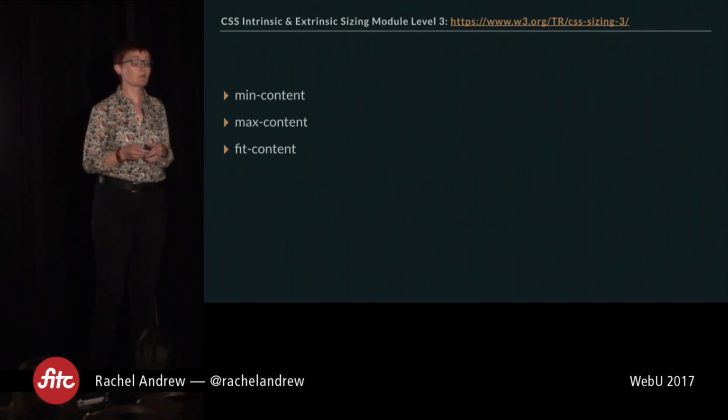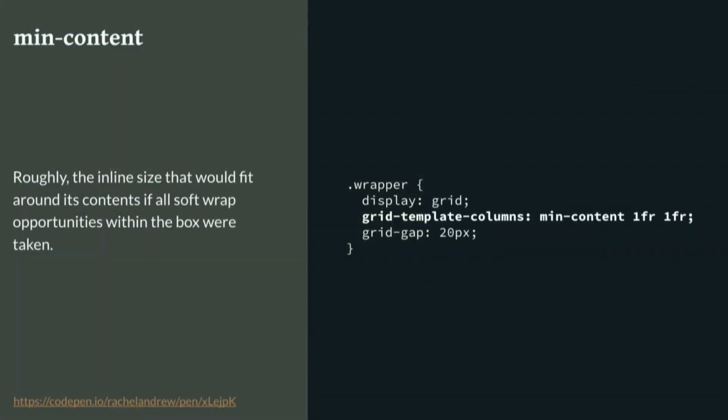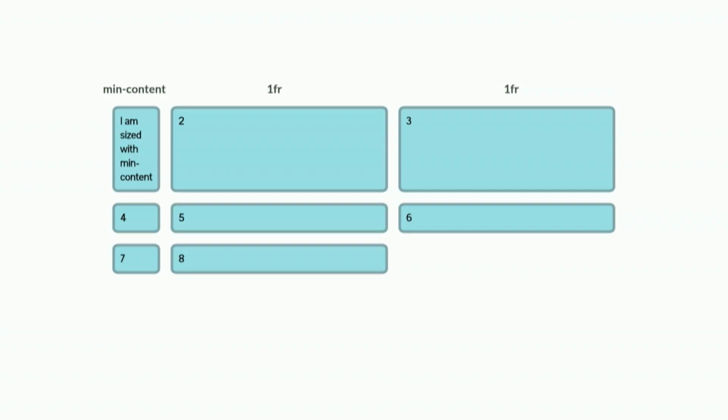So to look at our sizing, we need to go and have a look at the sizing spec. I'm going to take a look at min content, max content, and fit content. So this is min content. I'm defining here a grid, and my first column track is sized min content, and then we've got two 1fr columns. So min content, basically in grid layout, will display the track to be as small as it can possibly be if all of the soft wrapping opportunities are taken into account.